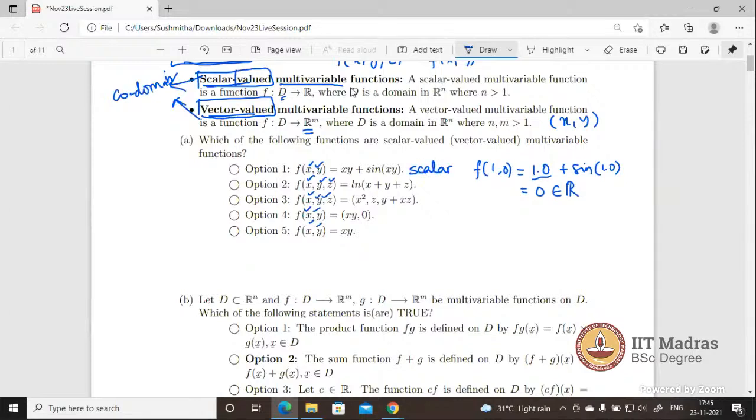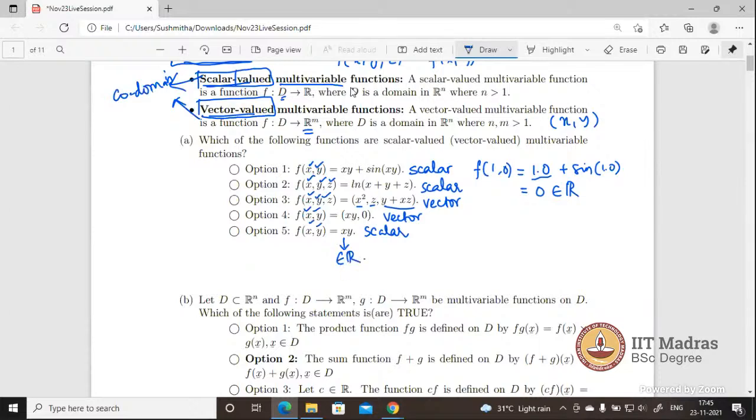What about the second one? Scalar, because the output is going to be a number. The third one? Vector, because the output is a vector with 3 components. So the codomain of this function is R3. What about option 4? Again vector. What is the codomain? R2. For the fourth option, the codomain is R2, so it is a vector valued function. What about option 5? Scalar, because it's going to give us a real number as output.